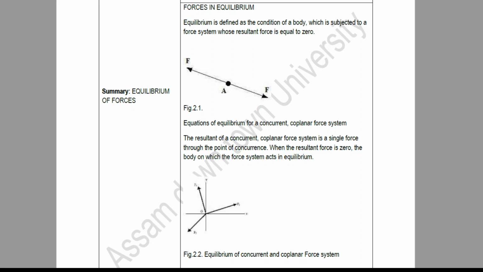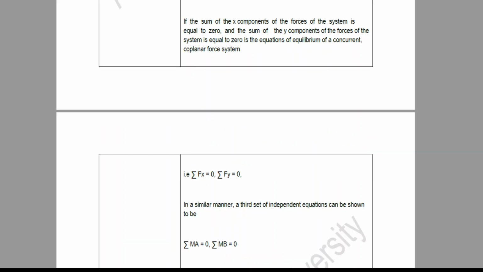If you can see in the second figure, this is a coplanar and concurrent force system. Now here, if the resultant of all the forces that are acting on it, if we resolve this into the same directions and if this turns out to be zero, then we can say that this is in equilibrium. Okay, which means that the sum of the x components of the forces of the system is equal to zero.